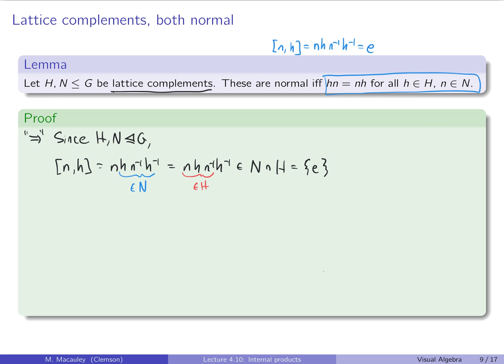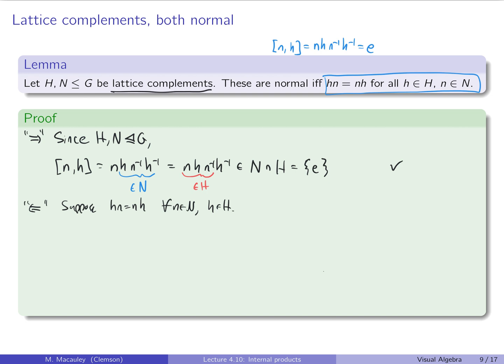So in other words, we took an arbitrary commutator and we showed that it was the identity. And that proves the forward direction. Let's now prove the backwards direction. So suppose that this condition holds. Let's suppose that hn equals nh for all n in N and h in H. And we want to show that N and H are normal.